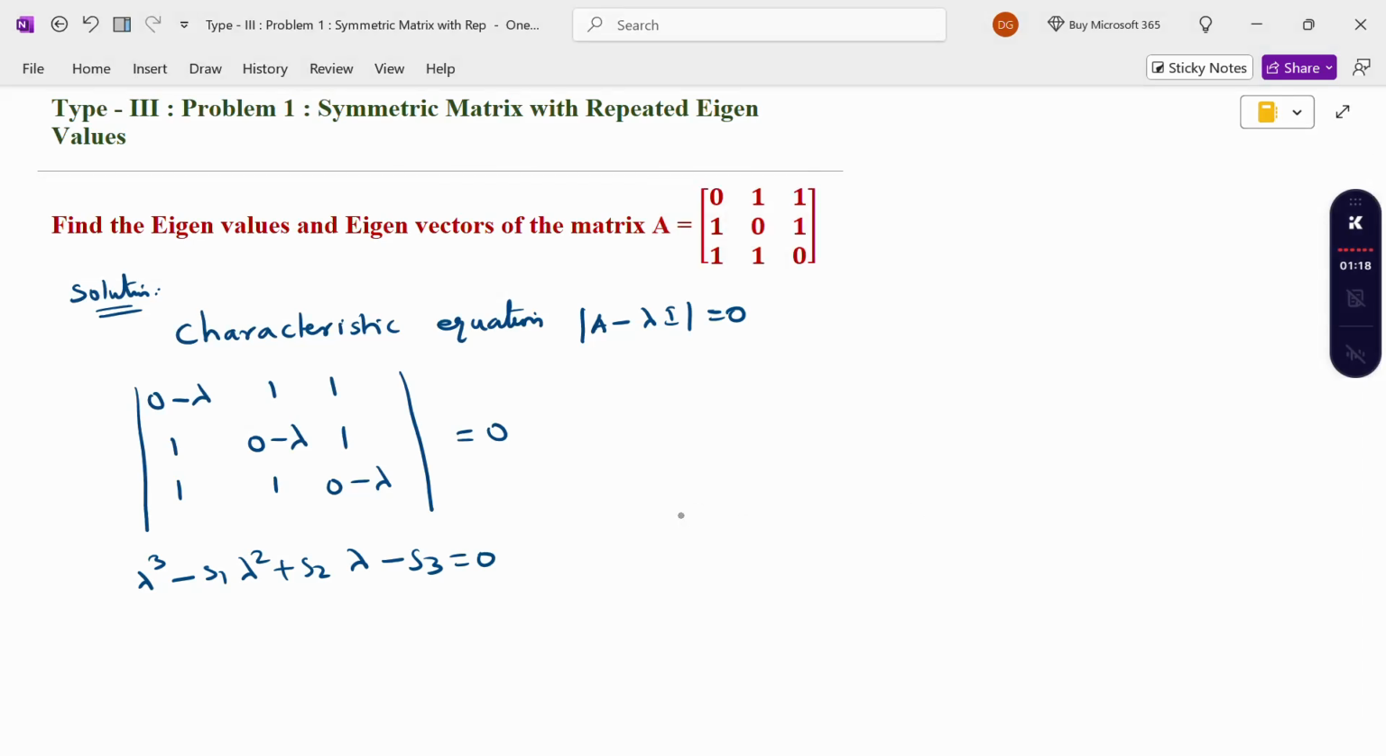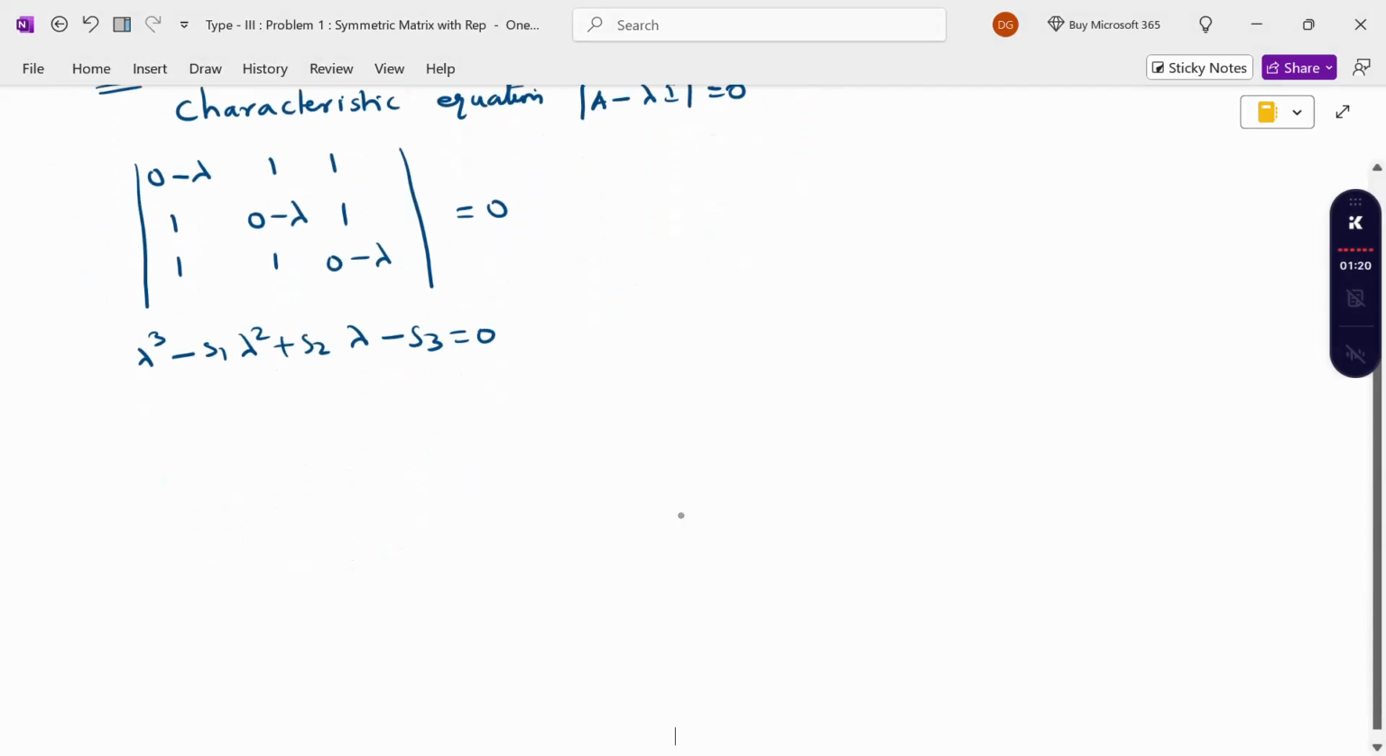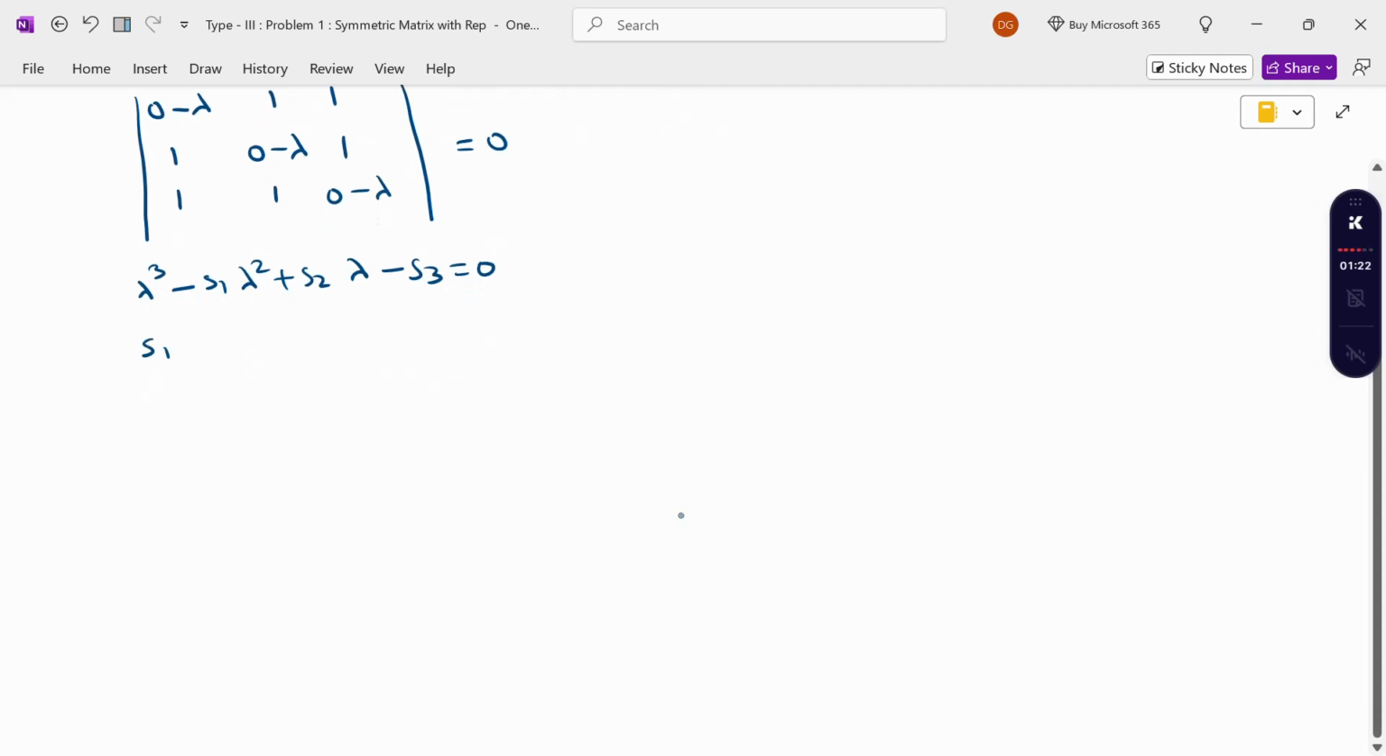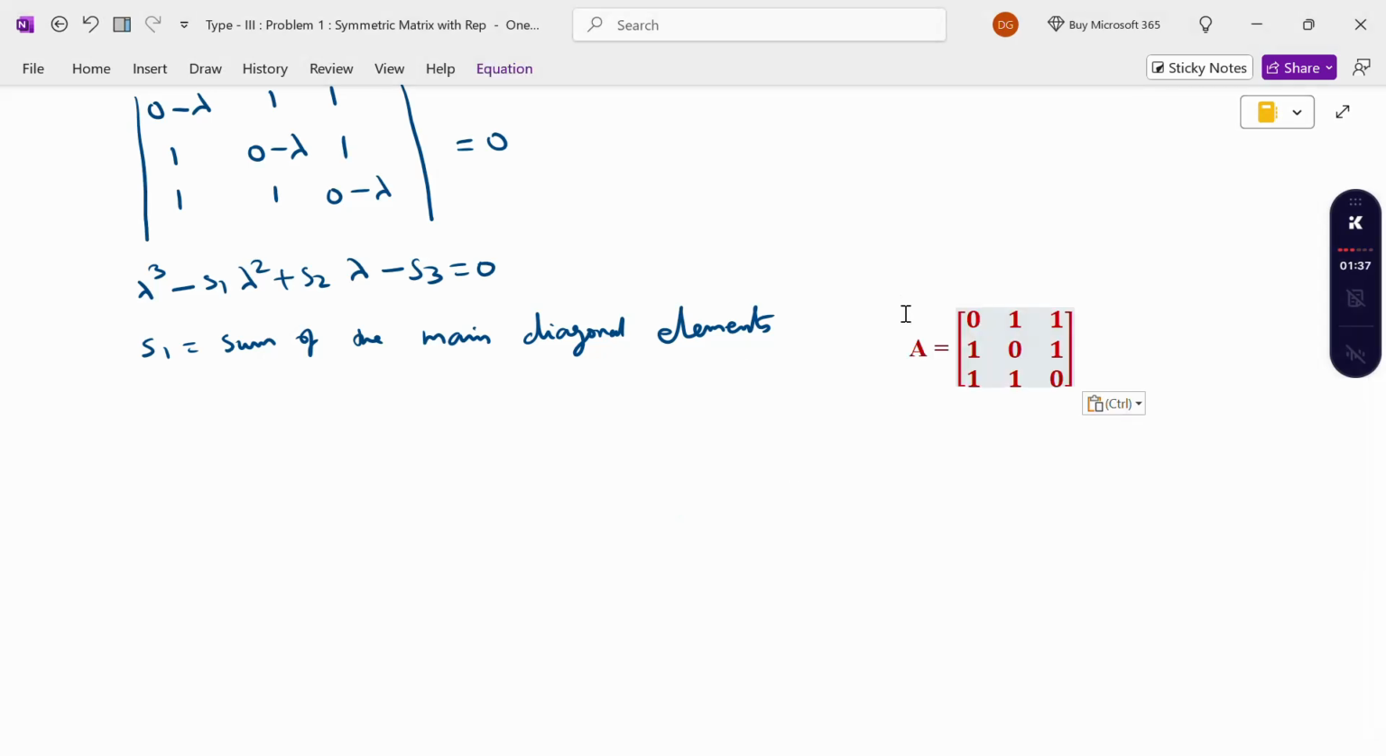S1 is nothing but the sum of the main diagonal elements. So this is the given matrix. Now what is the diagonal? The main diagonal is the only one I am taking. Therefore the sum of the main diagonal is 0 plus 0 plus 0, so S1 is 0.